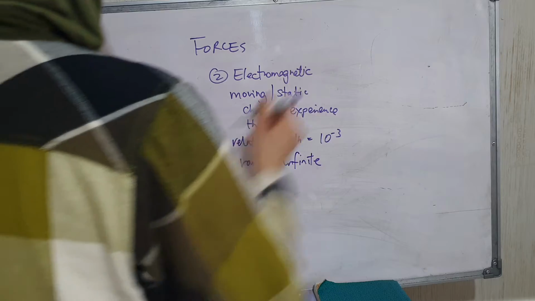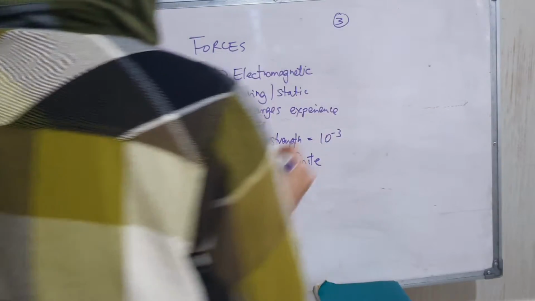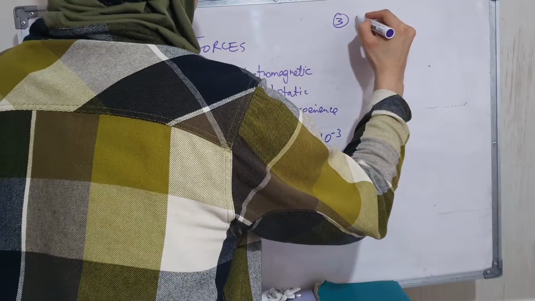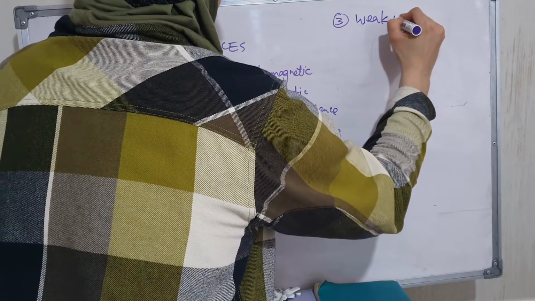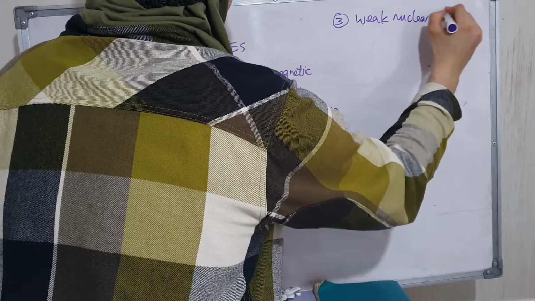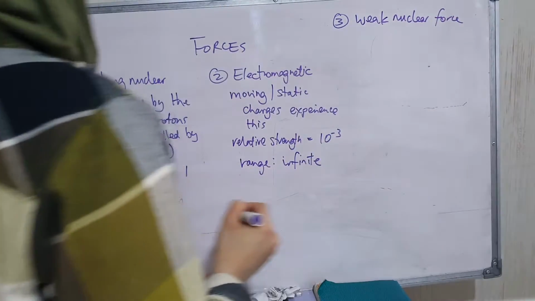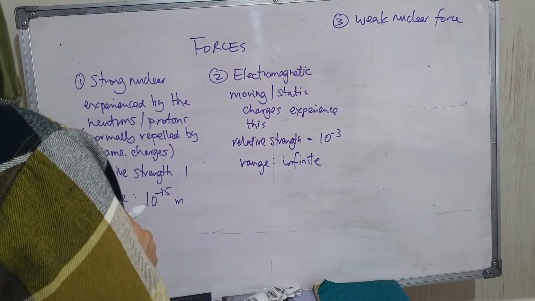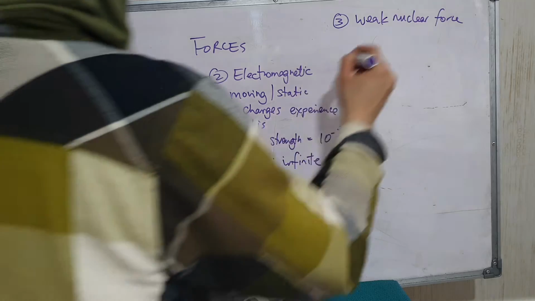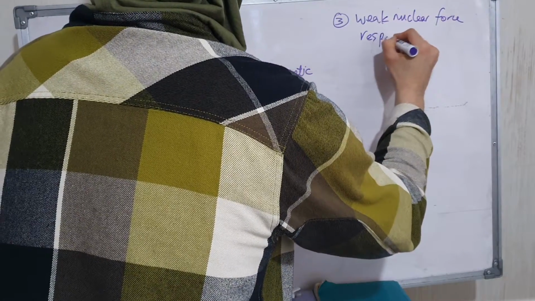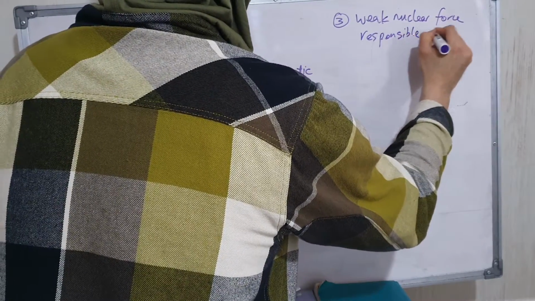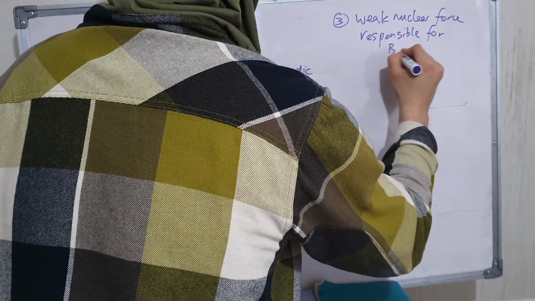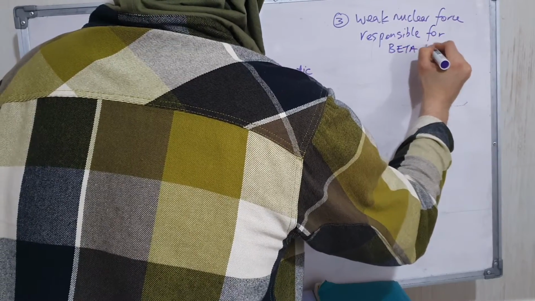Number 3, let's talk about number 3. So number 3 is the weak nuclear force. The weak nuclear force is weaker than the electromagnetic, and it is weaker than the strong nuclear. Now, it is responsible for beta decay.